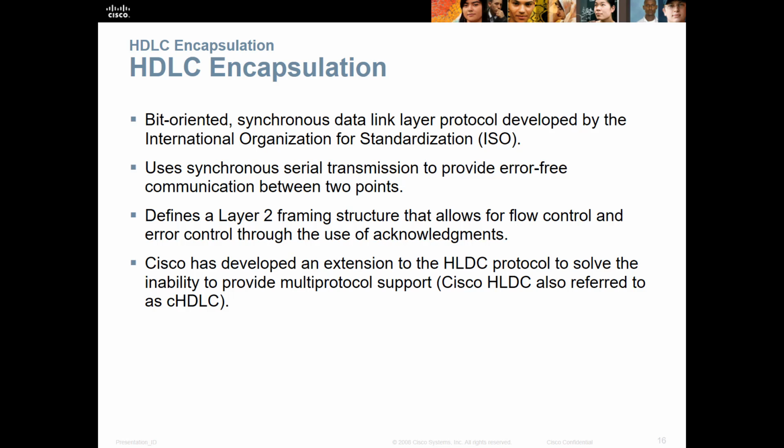HDLC uses synchronous serial transmission to provide error-free communication between 2 points. It defines a layer 2 frame structure that allows for flow control and error control through the use of acknowledgements. Cisco has developed an extension to the HDLC protocol to solve the inability to provide multi-protocol support, which is Cisco's HDLC.